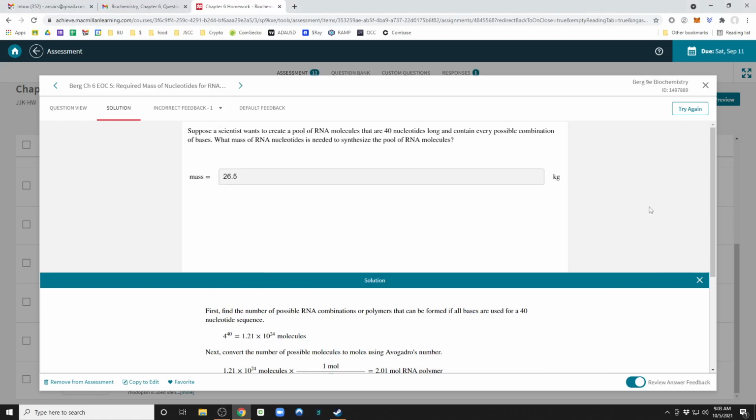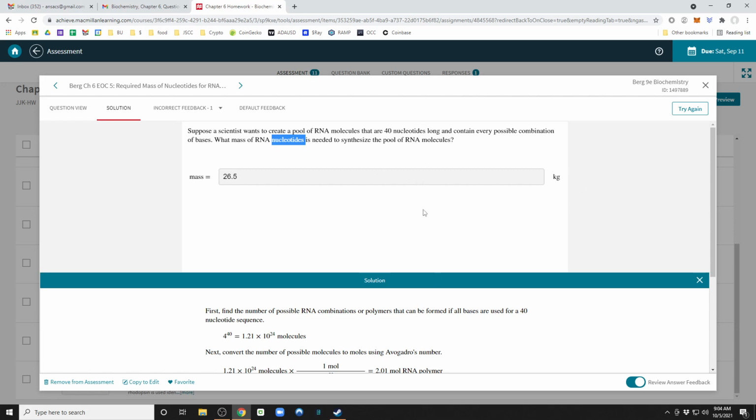Hey there. Okay, so we're going to do this problem here. Suppose a scientist wants to create a pool of RNA molecules that are 40 nucleotides long and contain every possible combination of bases. What mass of RNA nucleotides is needed to synthesize the pool of RNA molecules? More correctly, this could be called RNA polymer molecules. That would actually differentiate these better. But anyways, the nucleotides are the individual, right?